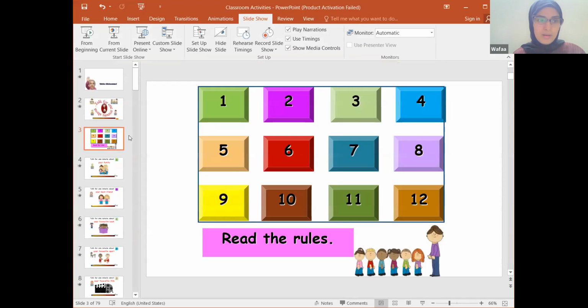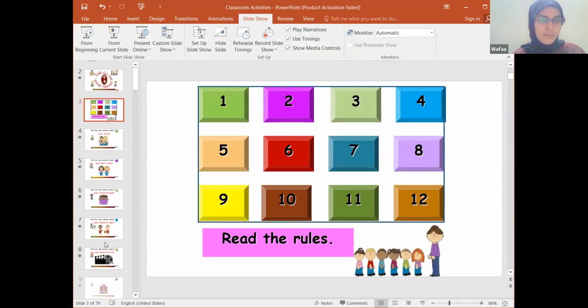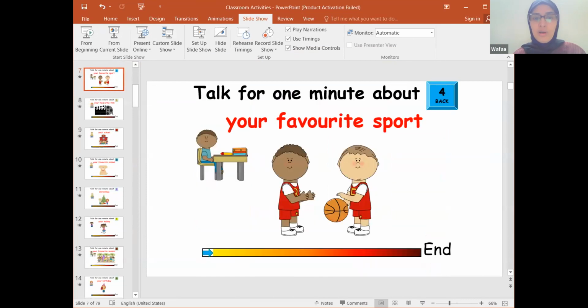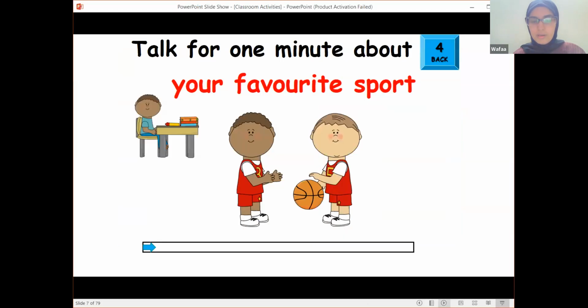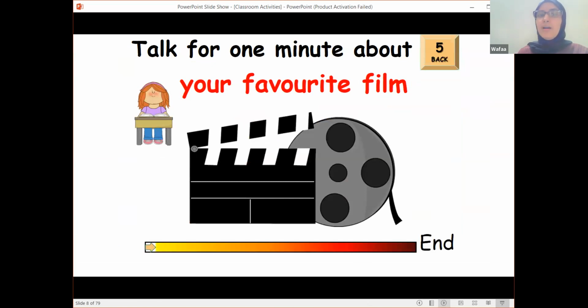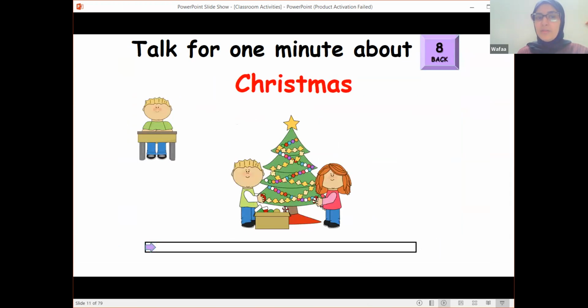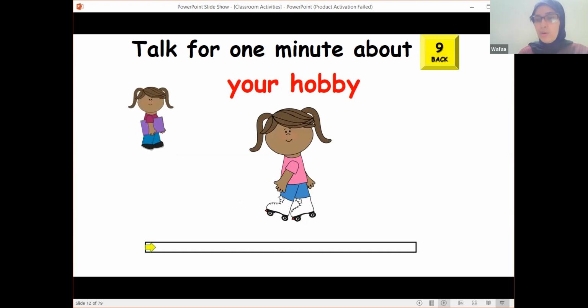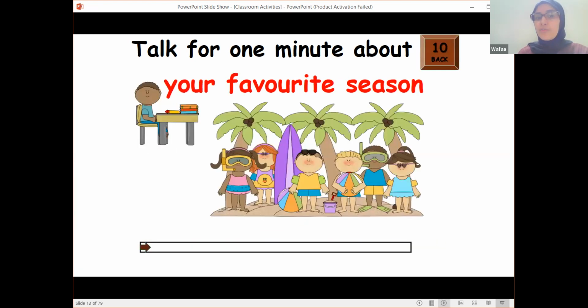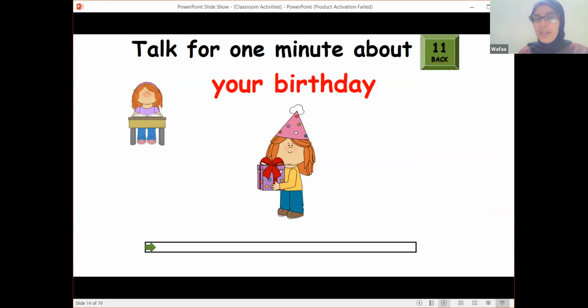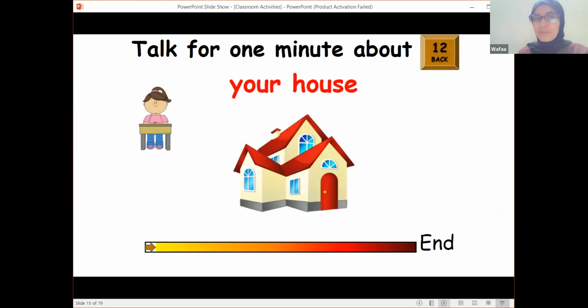It is not back to the right one. And then after that, these are all the activities. Look at them. We have talk for a while about your favorite sports, your favorite film, your school. Also your favorite animal. They can talk about Christmas, or something related to our religion or our culture. According to your hobby, what's your favorite hobby? And also your favorite season, your birthday. You can talk about the house, a lot of things.